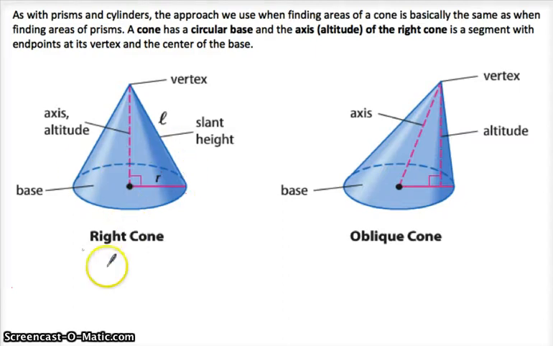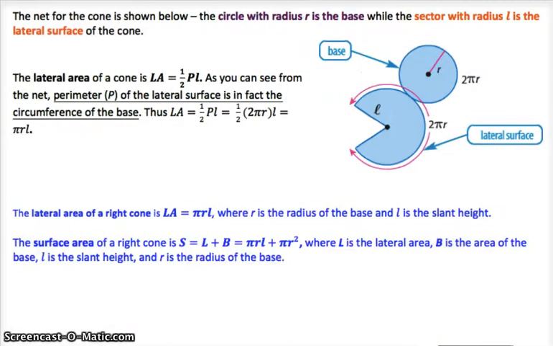Anyway, again, we're mostly going to study right cones. There are such things as oblique cones. They're really a mess to study. We're not going to worry about it. Volume's not bad, but surface area is no picnic.